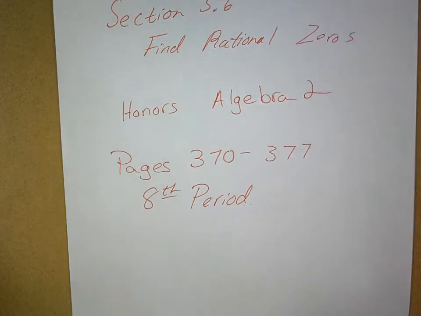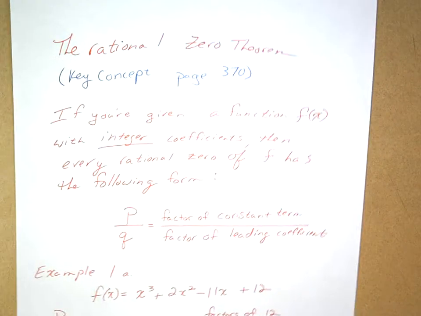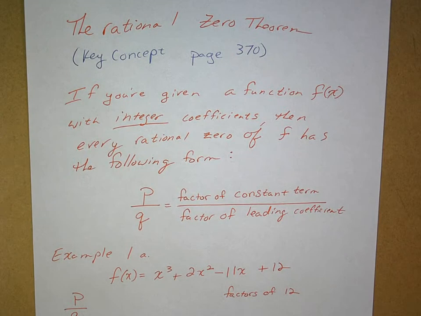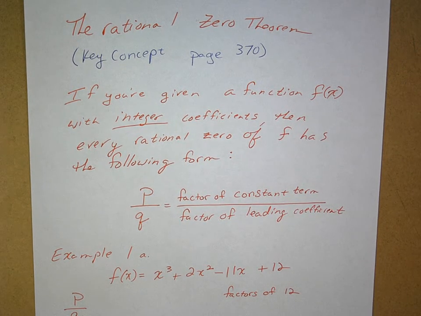Alright, I know I went through this quickly the other day, so I want to go over it again slowly with you guys, so this way you could catch up, no problems. What we're going to learn today is section 5.6, the rational zeros, how to find them.